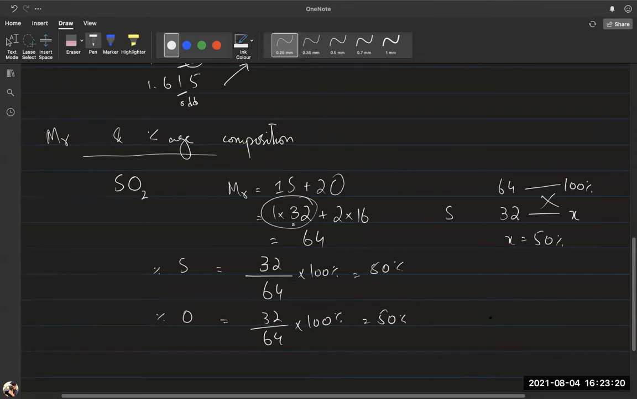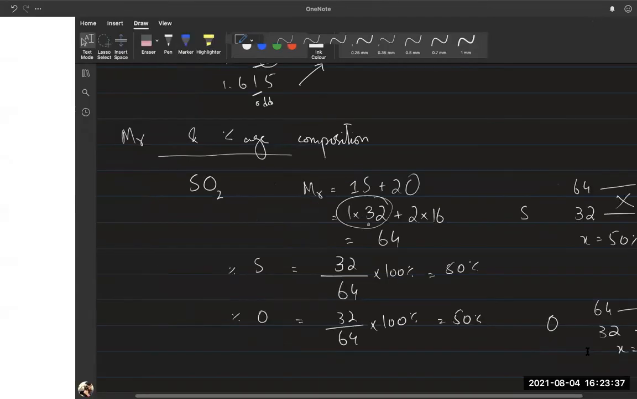Similarly, in the case of oxygen here, we know that 64 is the total, which is 100%. 32 is oxygen, so that is X%. So X comes out to be 50% again. Now, this was quite a special example because sulfur and oxygen were both in the same quantity. But that's not always the case.